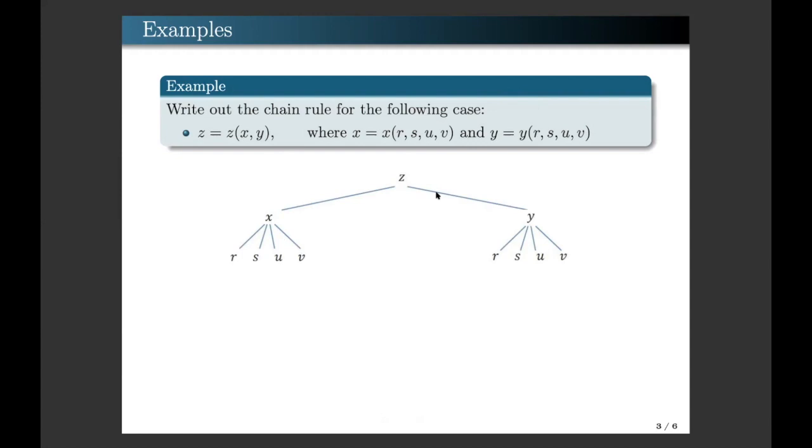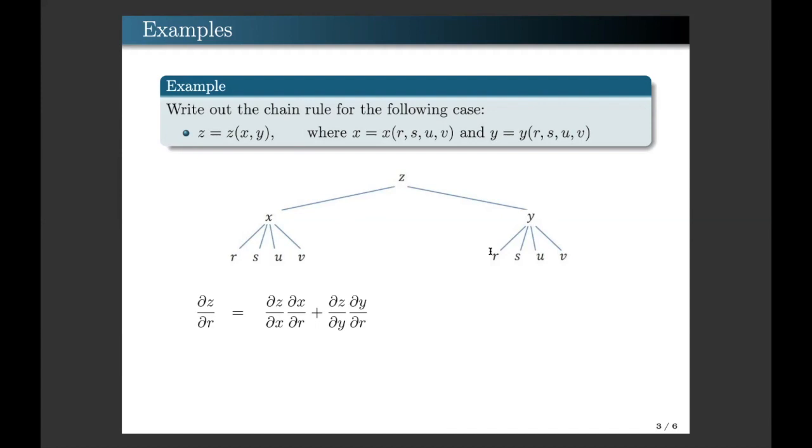So we have four formulas for chain rule to write out here because z will depend on these four variables as well. So the partial of z with respect to r. So we look at this path and this path here. All right. So when we write that down, the partial of z with respect to r will be equal to the partial of z with respect to x times the partial of x with respect to r plus the partial of z with respect to y times the partial of y with respect to r.